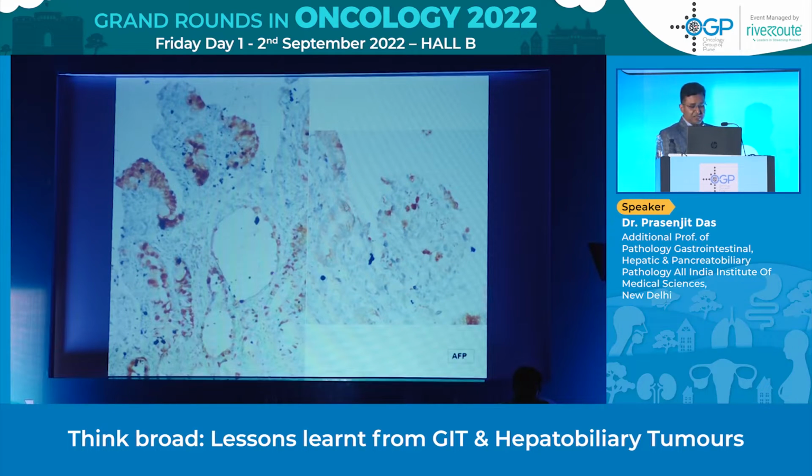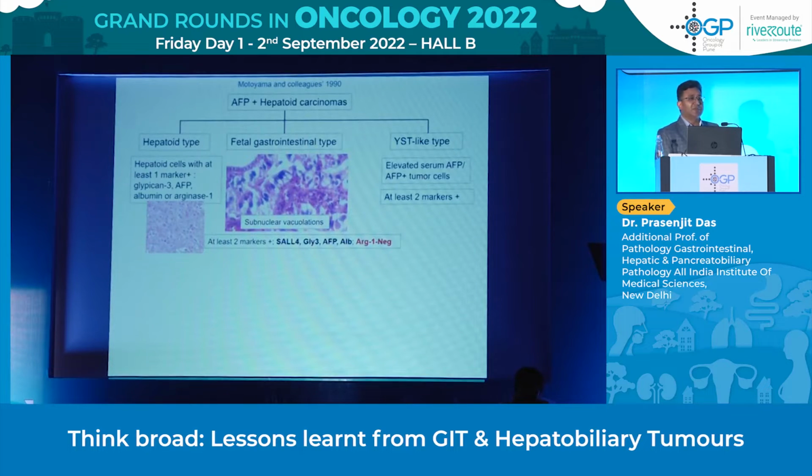Both the tumor cells as well as surface cells were positive for alpha-fetoprotein. So if we look into the alpha-fetoprotein positive tumors, they can be of 3 types. One is hepatoid. This is the classical hepatoid type, where you will see diffuse areas. But in this case, we saw only few cells with hepatoid differentiation, and these cells should be positive for at least 1 marker of hepatoid differentiation. In this case, AFP was positive.